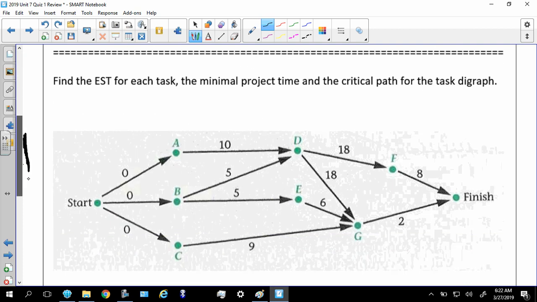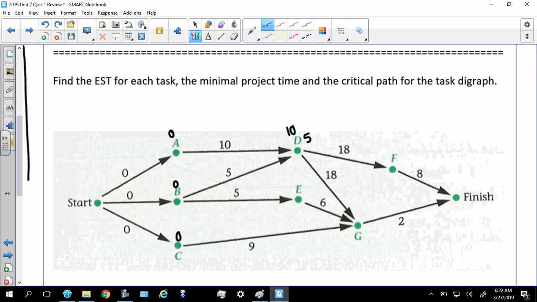All right, so find the ESTs. Now remember, for the ESTs, you're always looking behind you. So let's say A, B, and C, they'll all have an EST of 0. If you look at D, D has 2 arrows going to it. B will get to D in 5 minutes, but A will get to D in 10 minutes. So obviously, we're always going to take the largest number. All right, so B to E, E has only 1 arrow. Those are easy. Oh, look at G, it has 3 arrows.